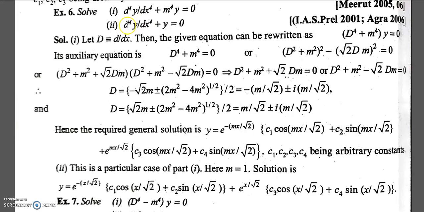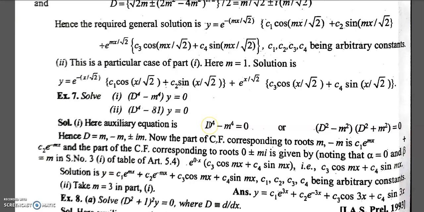Okay, so suppose in the exam this question has come. How do you solve it? D power 4 plus 1, so you have to write it like this: d square plus 1 whole square minus root 2d whole square. Then you proceed the same way.